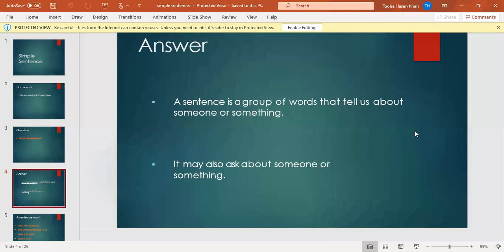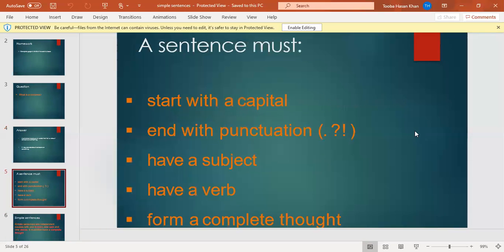It may also ask about someone or something. For example, it can ask you, who is that boy? Or is it raining outside? Okay? There are many types of sentences and they all have a specific function. A sentence must start with a capital letter. It should end with a punctuation, either a full stop if it is a simple sentence, a question mark if it is a question, or an exclamation mark, right?